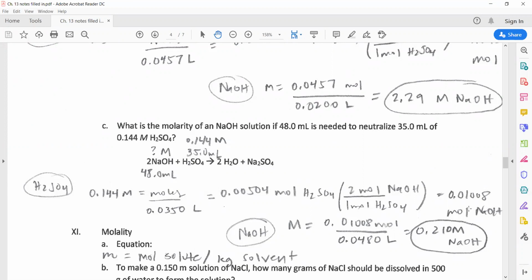I regroup and see, what do I know? Well, I know moles of sodium hydroxide. My problem gave me volume. So I can now divide to figure out the molarity of that unknown solution.